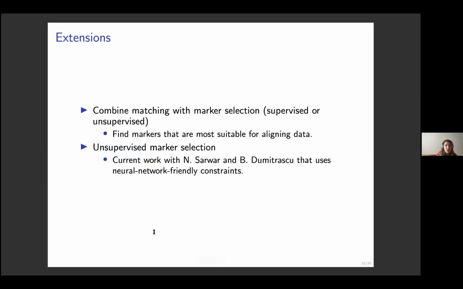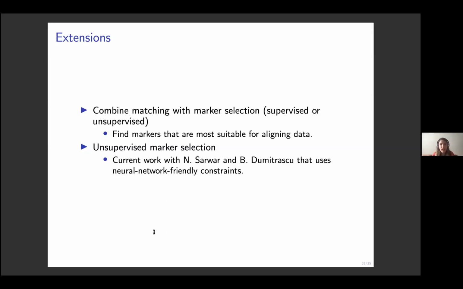And the current extensions that I'm working on combine these two ideas, this marker selection and this matching, to perform both things at the same time in an unsupervised way. So say you have two data sets, the single cell expression and the chromatin accessibility, and you want to find the subset of the chromatin that is the markers in the chromatin that would allow the best matching with the single cell. Or maybe you want to perform marker selection in both data sets with alignment at the same time.